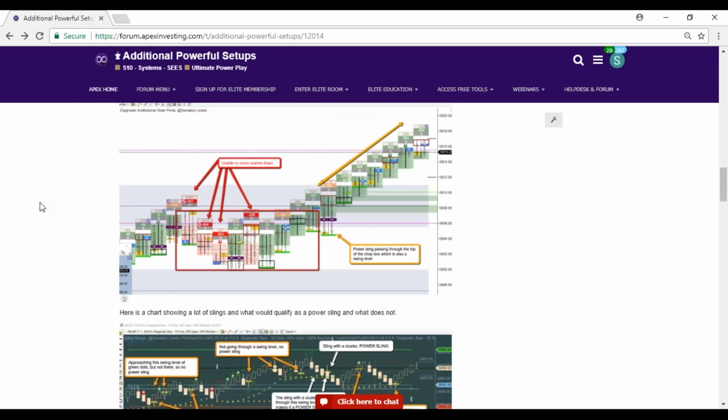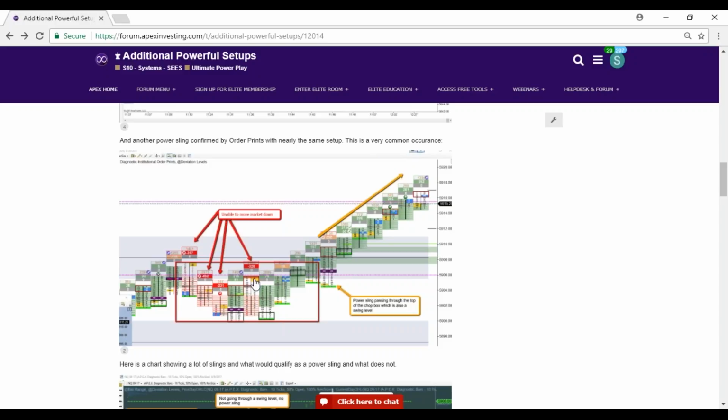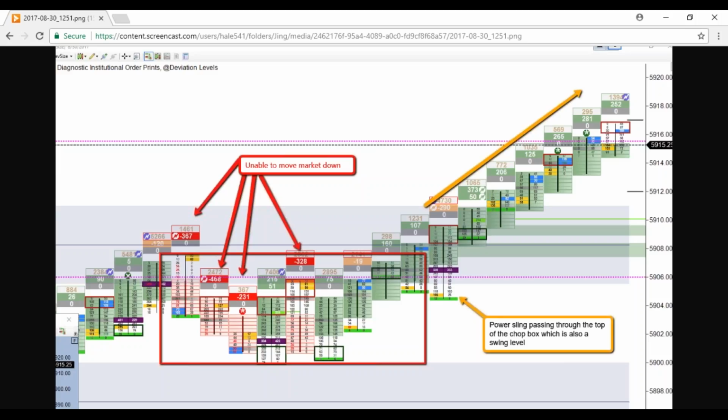Here's another one, very similar. Another one confirmed by order prints. Let's take a look at this one. All right. Once again, big push down, big push down, big push down. Couldn't do it. Cluster pops back up. No, we want to try to push down again. Nope. Here again, a divergent bar. Sellers trying to go down. Nope, we want to go up.